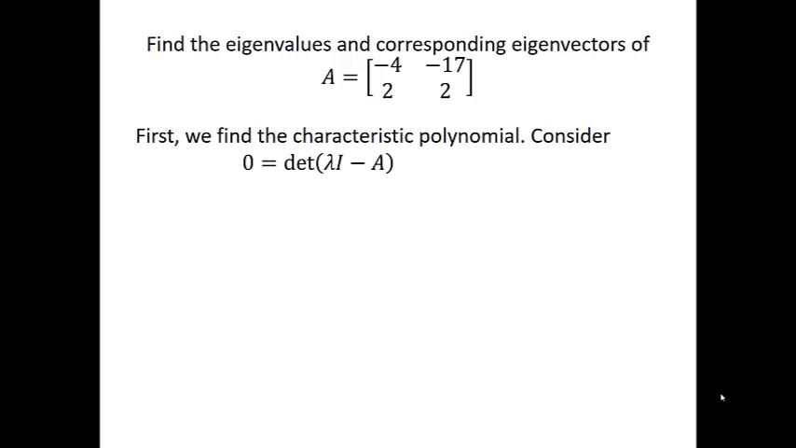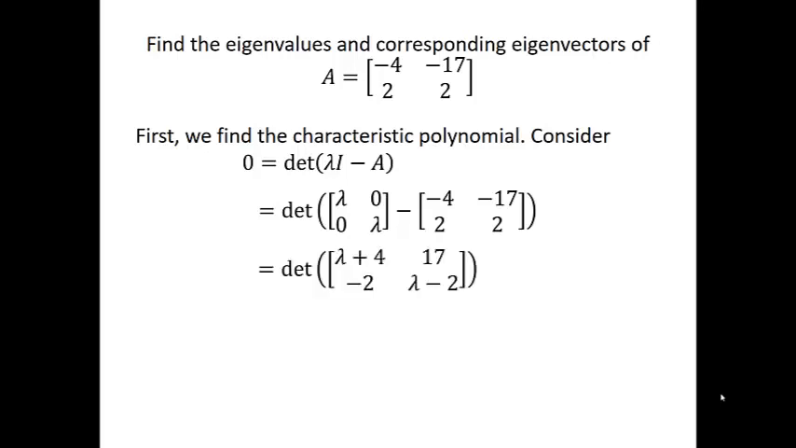We want to find all values of lambda such that the determinant of lambda times the identity minus A is equal to 0. So we have lambda times the identity here minus our matrix A. And so we want to compute the determinant of the matrix [lambda plus 4, 17; -2, lambda minus 2]. The determinant, of course, will then be (lambda plus 4) times (lambda minus 2) plus 34.